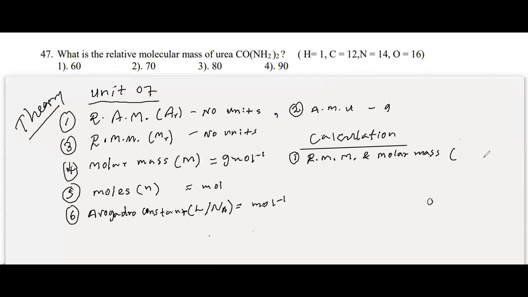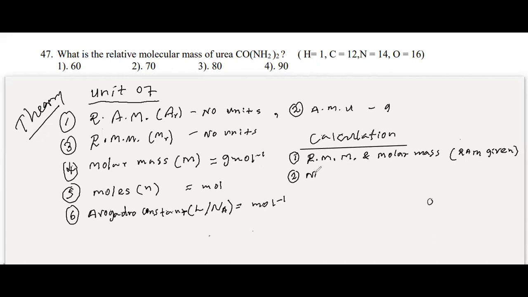That's what I have given in question number 47. What is the relative molecular mass? To calculate the relative molecular mass or the molar mass, what you need is the RAM, and here the relative atomic mass is given. Otherwise you can't calculate that. It's given in the exam. No need to memorize the RAM of any element. RAM is given.